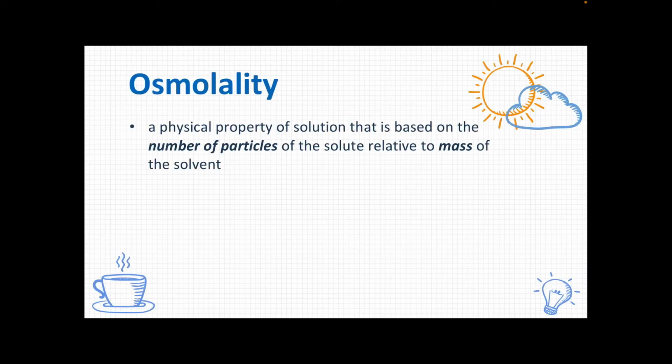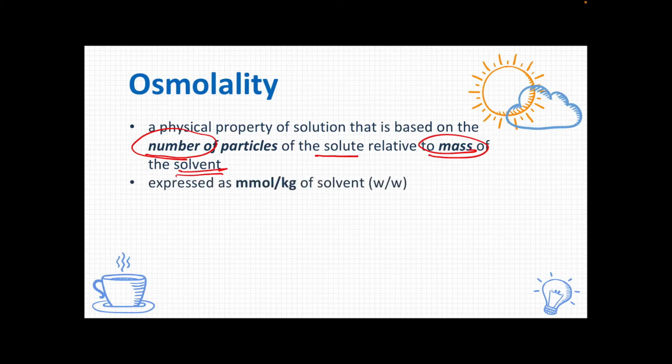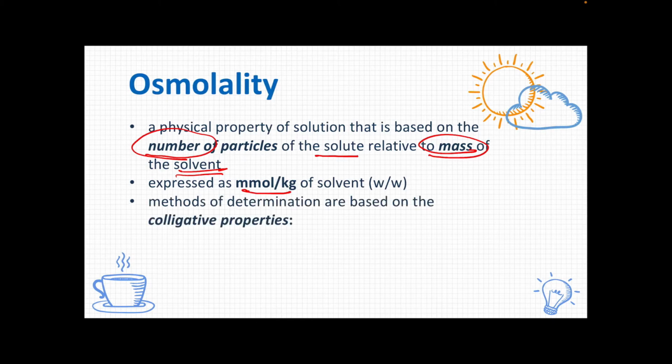So osmolality is a physical property of solution that is based on the number of particles of the solute relative to the mass of solvent. And it is expressed as millimoles per kilogram of solvent. So millimoles of solute per kilogram of solvent. So that is expressed as weight per weight.